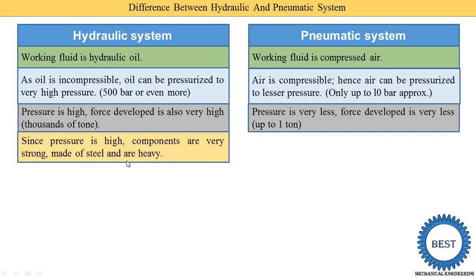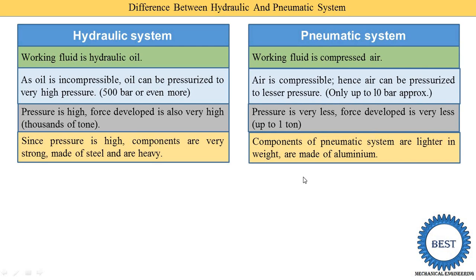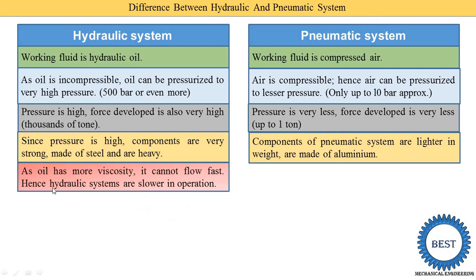In a pneumatic system, the components are lighter in weight and are made of aluminium, because there is very little pressure inside the system. So we do not require heavy steel components in the pneumatic system.